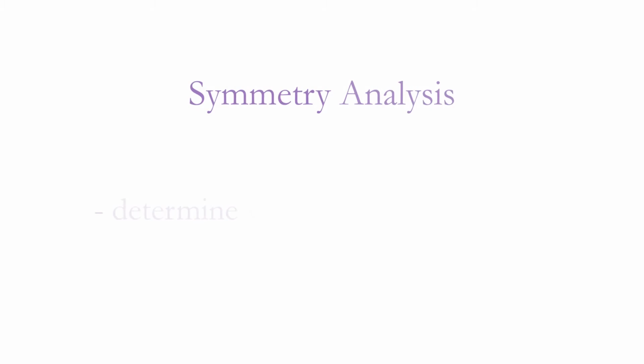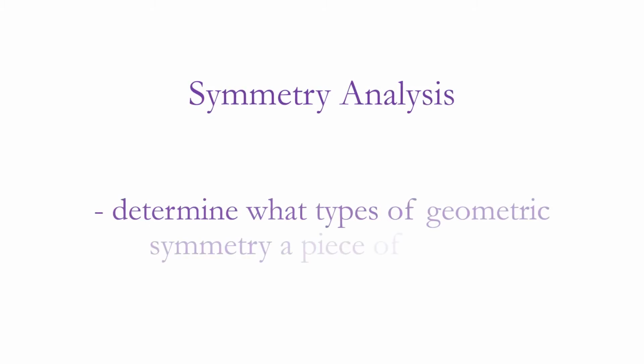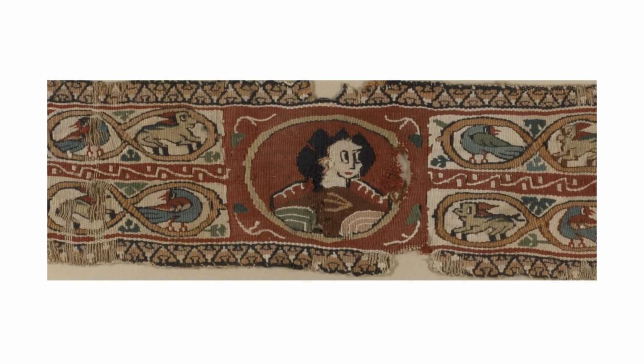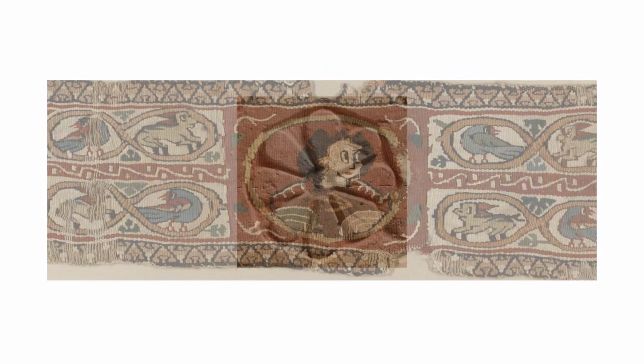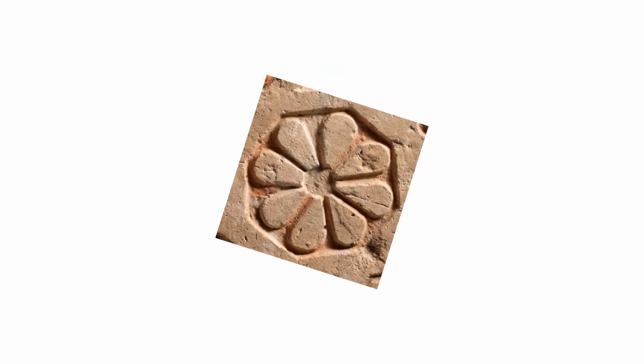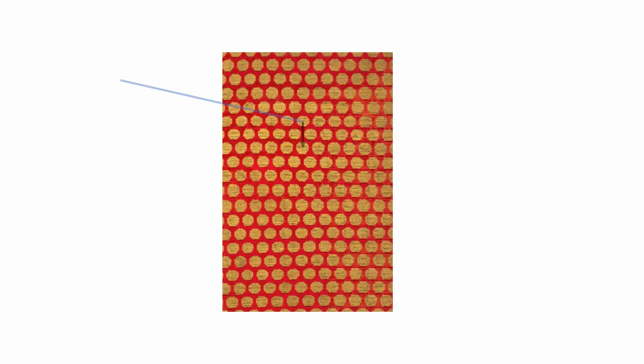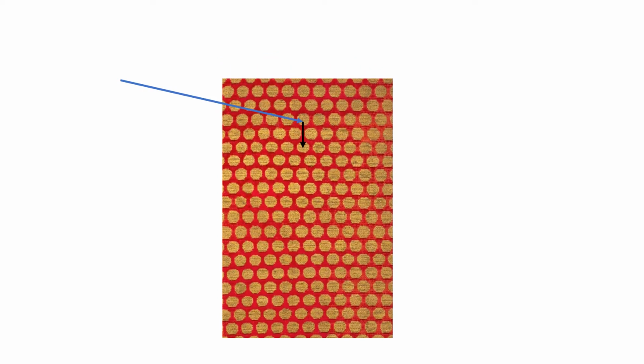The technique that I'm going to explain is a part of symmetry analysis. Symmetry analysis is when we look at a piece of art to see what types of geometric symmetry it has. Symmetry is when we can pick up a piece of art and flip it over, turn it around, or move it in some direction, and when we put it back down, it looks the same as when we started.